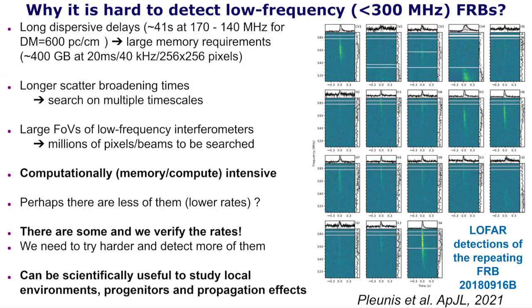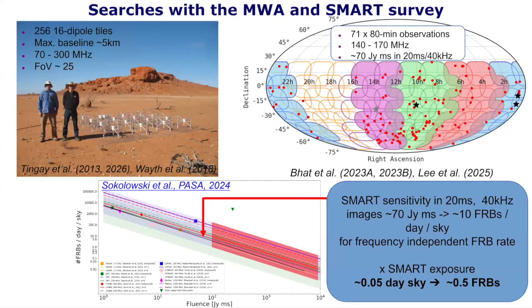Our first target was to process 70 observations of the SMART pulsar survey with the MWA, which is an SKA precursor. We used 120 mini stations like this, 16 dipole tiles, covering the frequency range between 140 and 170 megahertz in this particular survey. It reaches a sensitivity of the order of 70 Jansky millisecond, and a couple of years ago, assuming the rates are the same as at higher frequencies, I predicted that in this search we should be able to detect around 1 FRB. That's not much, but we tried.